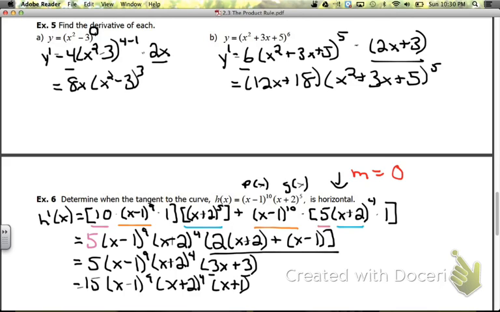And now, since I know that my slope is going to be equal to 0 because it's horizontal, I'm going to set that equal to 0. I have this in factored form already, so you can easily look at it and see what your x values will be. So we want to determine when the tangent of the curve is horizontal. That occurs when your x's are equal to positive and negative 1 and negative 2.